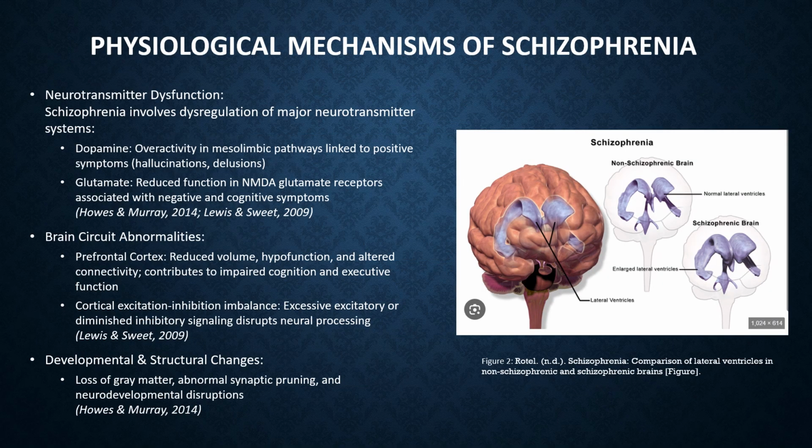Now let's move deeper into the brain. What are the physiological effects of schizophrenia? Schizophrenia is associated with imbalances in brain chemicals, which is also called neurotransmitter dysfunction, especially dopamine and glutamate. Dopamine overactivity can fuel positive symptoms like hallucinations, while glutamate problems are linked to cognitive and negative symptoms. On a structural level, the prefrontal cortex, a region key to planning and flexibility, often shows reduced activity and volume.